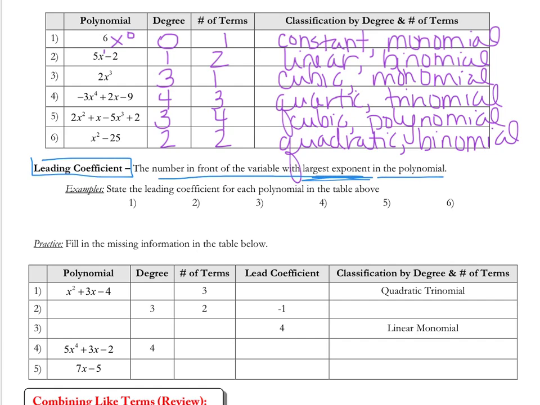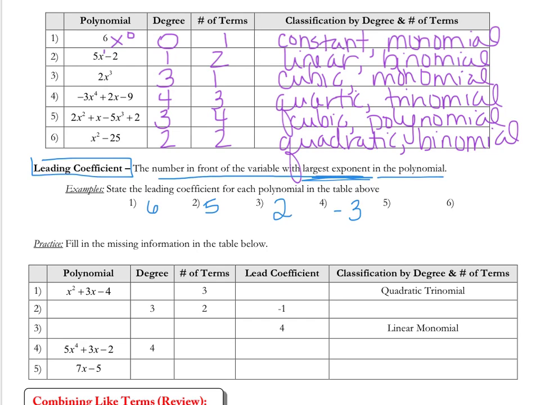So for number 1, we would have 6. In number 2, the leading coefficient would be 5. In number 3, what do you think the leading coefficient would be? Good, it would be 2. And number 4, it would be negative 3. And then what's the leading coefficient in 5?